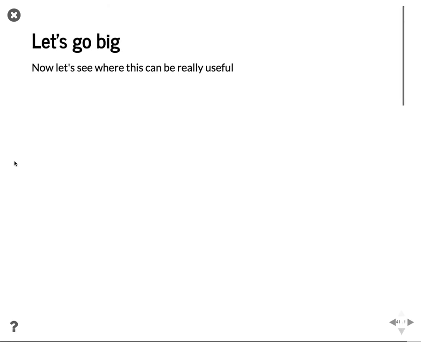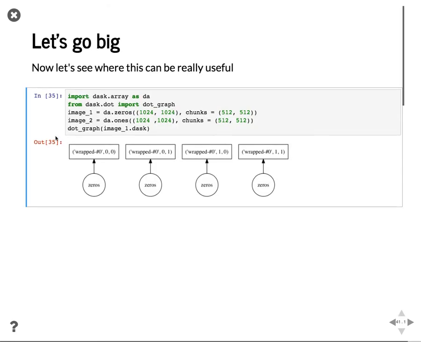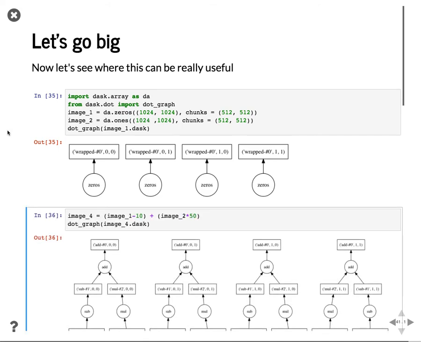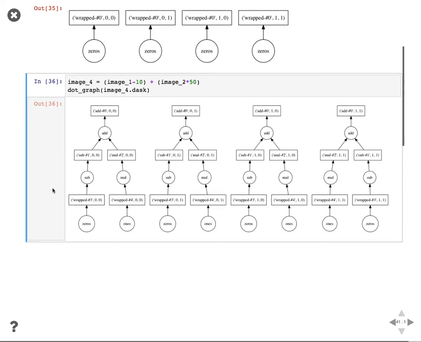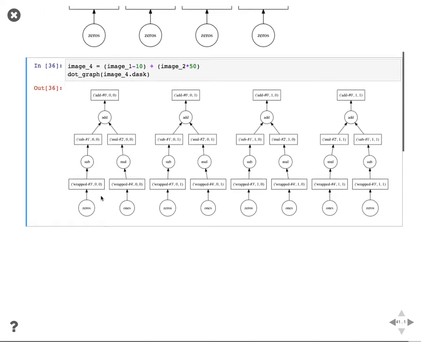And if you go beyond just these simple little operations, you can take a big image. So here you have 1024 by 1024, and we describe it as being broken up into little chunks. And so we have little 512 by 512 chunks that we look at. That's the graph we get. And then if we want to add these two images together, we now see that rather than dealing with a whole image, you're dealing with a number of little chunks.